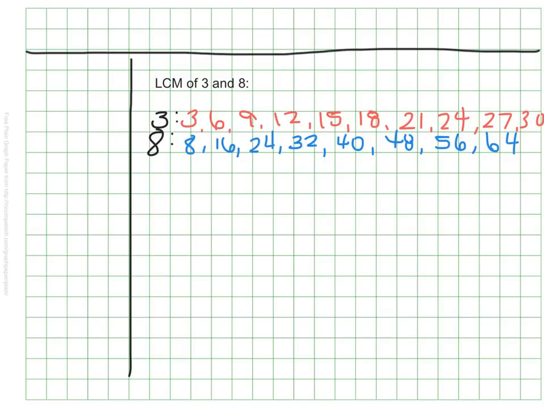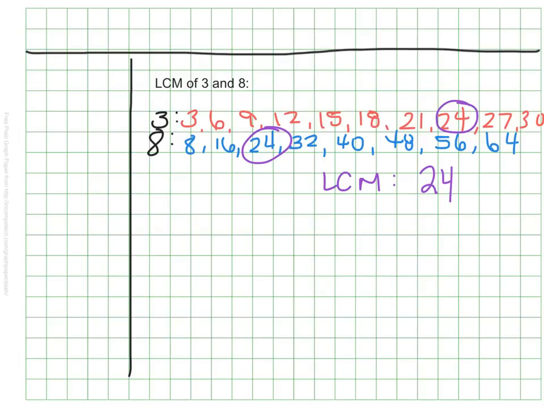When I list these out and I look for their common multiples, I see that the first common multiple that I come across is 24. That is their lowest common multiple. So the lowest common multiple of 3 and 8 is 24.